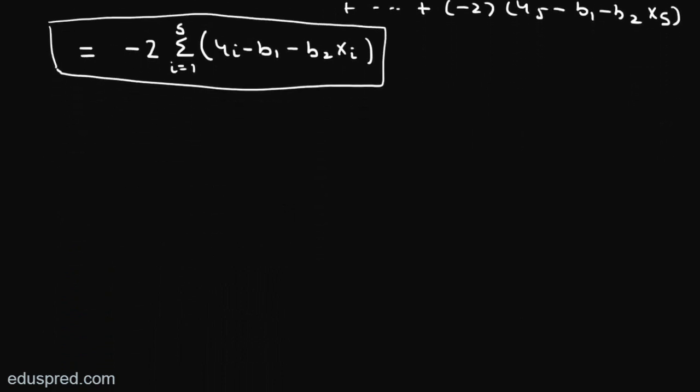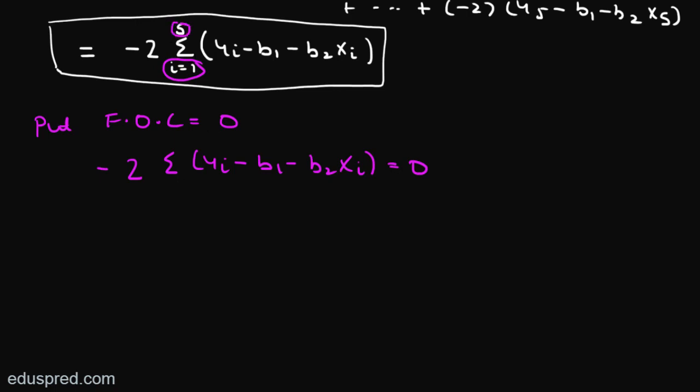So this is the first order condition that we have. Now we have to put this first order condition equal to 0 to find the expression for b1. So if we put this equal to 0, we get minus 2 summation yi minus b1 minus b2 xi equal to 0. I'm not going to write i going from 1 to 5 again and again. I hope that is understood here.